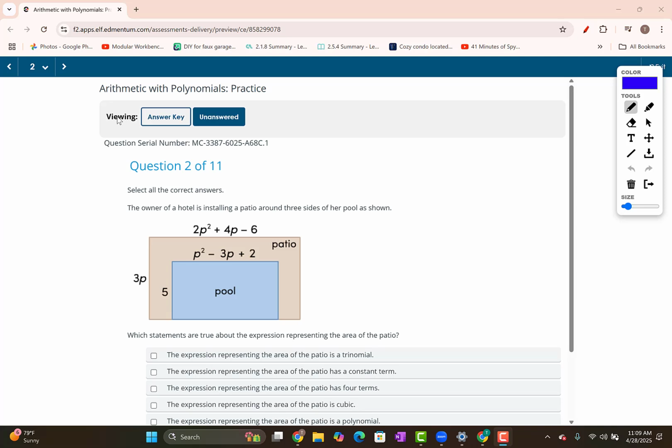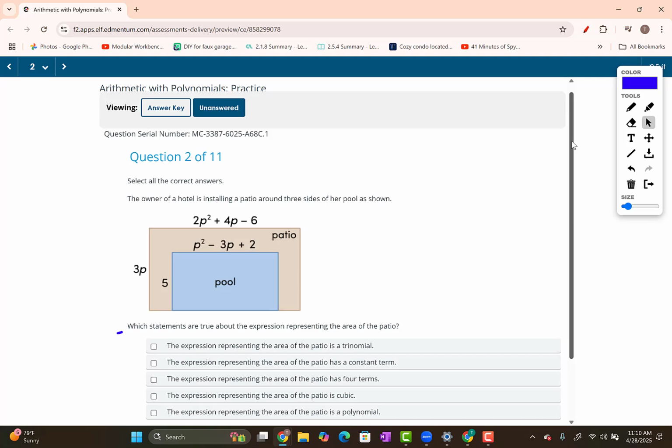Question 2. The owner of a hotel is installing a patio around 3 sides of her pool as shown. The actual question is, which statements are true about the expression representing the area of the patio? So let's go through each of these choices, and obviously more than one can be true.